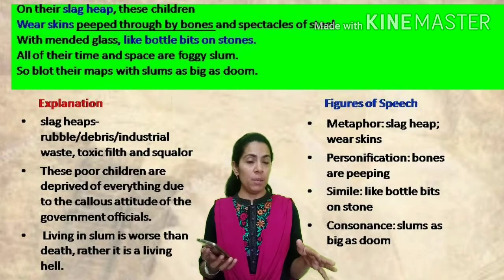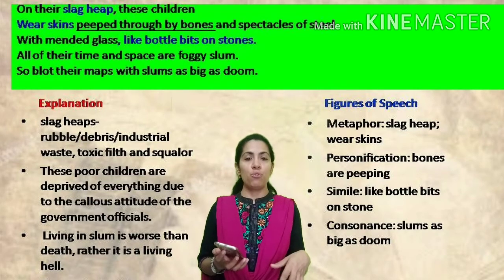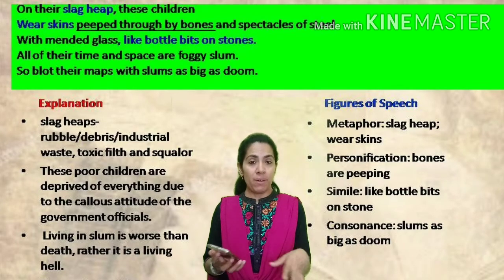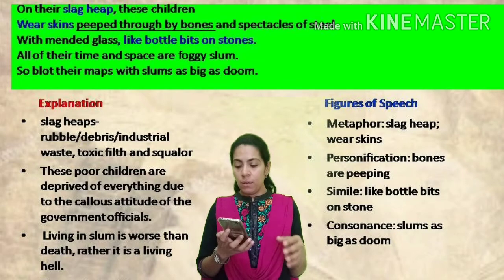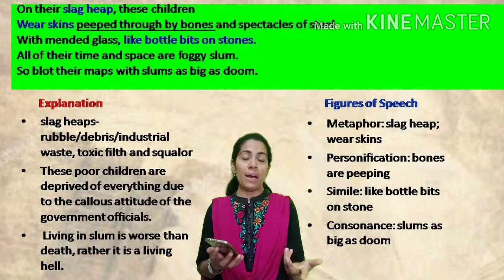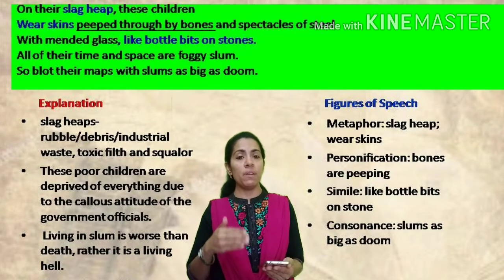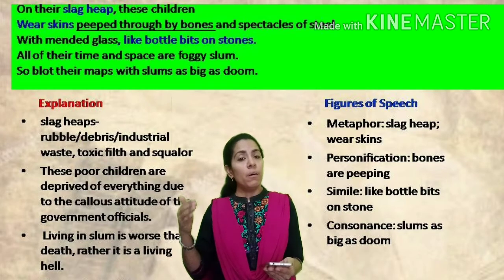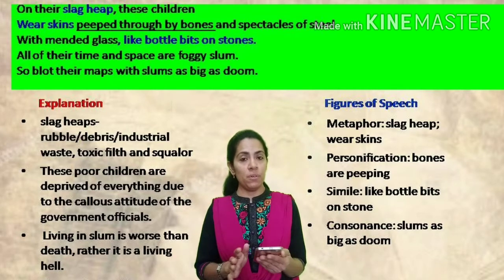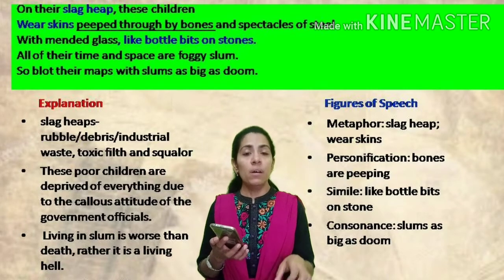Now, what is slag heap? He is comparing the bodies of the children to the rubble, to the debris, to the wreck, and it may be read as the industrial waste, because these children, the place where they are living, their slums are next to the place where the industrial waste is deposited. So their very existence is that industrial waste.